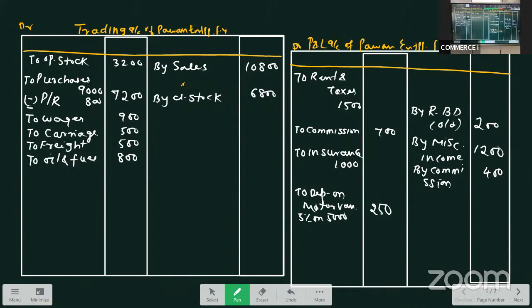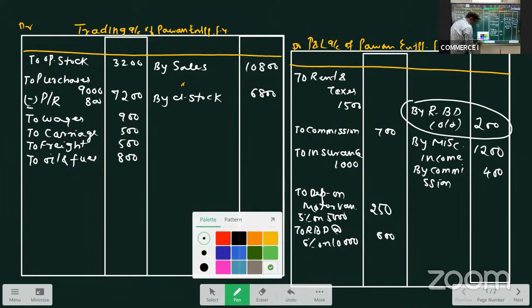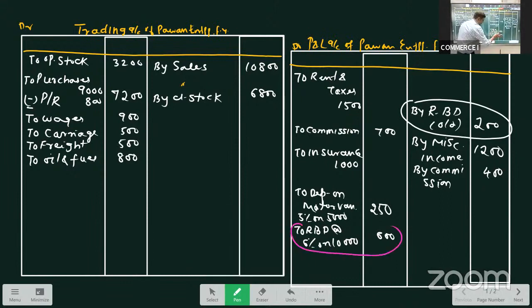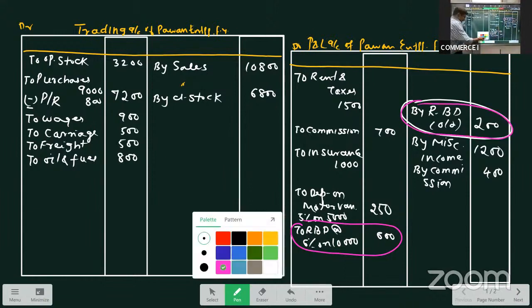Then we have reserve for bad debt 6%. This is a new reserve. Already we have taken one reserve here. I told you this is the old reserve. Now we are creating one more reserve for bad debt at 6% on debtors. What is the value of debtors given? Debtors are given as 10,000. So I'll take 6% on 10,000, that is 600. See here, this is the new provision we have created, and this is the old provision given in the trial balance credit side.